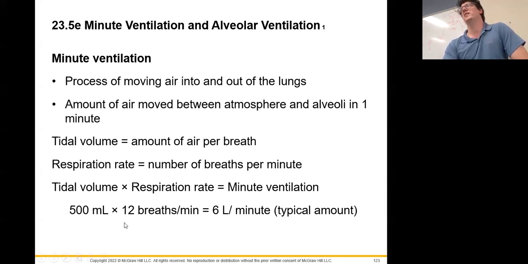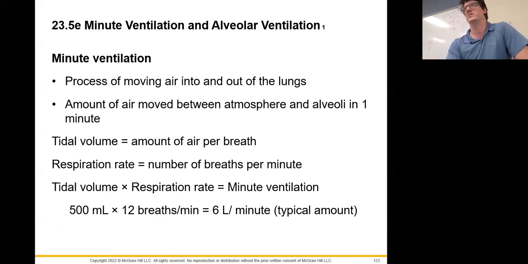If we want to figure out how much ventilation we're getting, all we're going to do then is take that volume of air that we're moving per breath, multiply that by the breaths per minute, and that's going to give us a rate of flow per minute. Ordinarily, this is going to be around 6 liters. Okay, so half a liter, we typically breathe around 12 breaths a minute. This brings us to our typical rate of around 6 liters a minute.